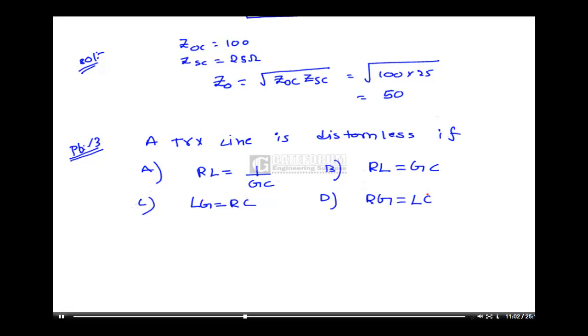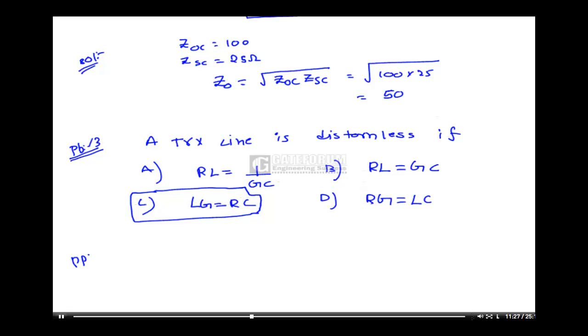So which one is correct? We know the condition for a distortionless transmission line. What is the condition? LG is equal to RC. You know it. Directly we can choose the answer C. That's why in the discussion we said we have to keep in mind these conditions, because in the examination there is a possibility of asking the question directly.